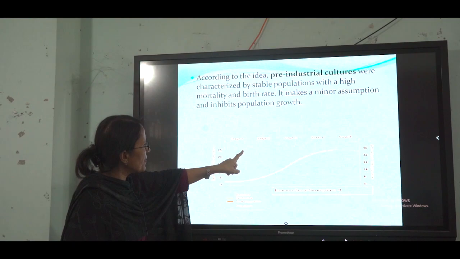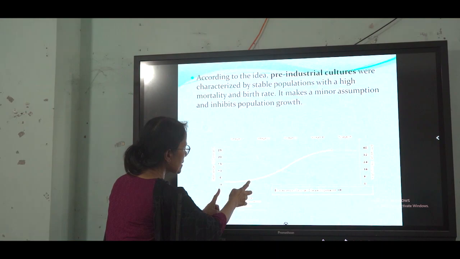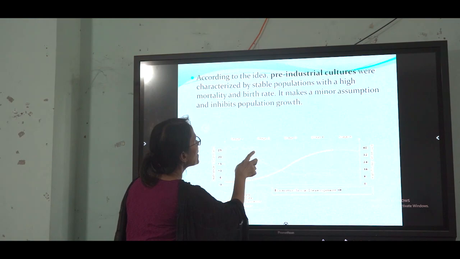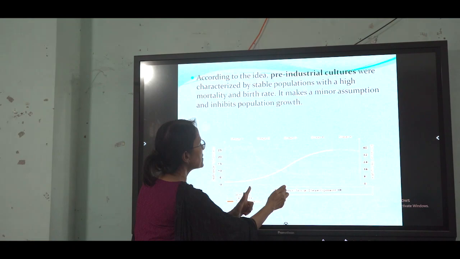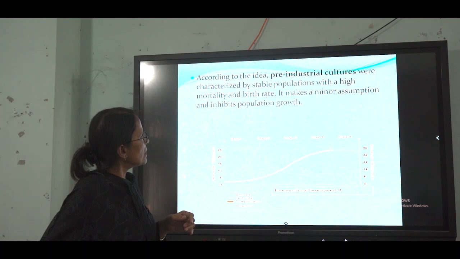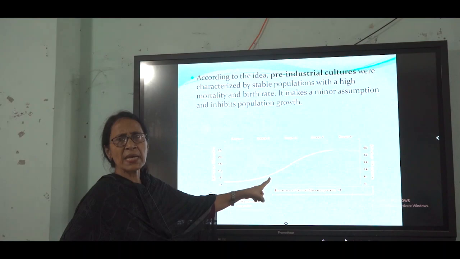High birth rate and high death rate. That is why in this particular period the curve for the population growth rate is very slow. Then you see another curve where the population growth rate is high, but the death rate is slackening down. This is another stage, where the population growth rate curve is much higher. This stage is known as the period of high population growth rate.